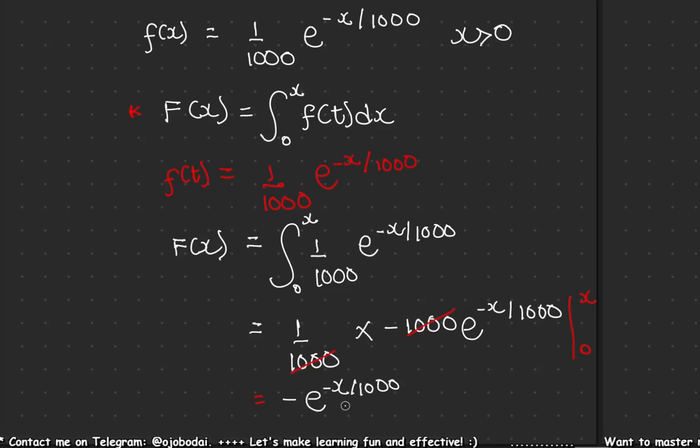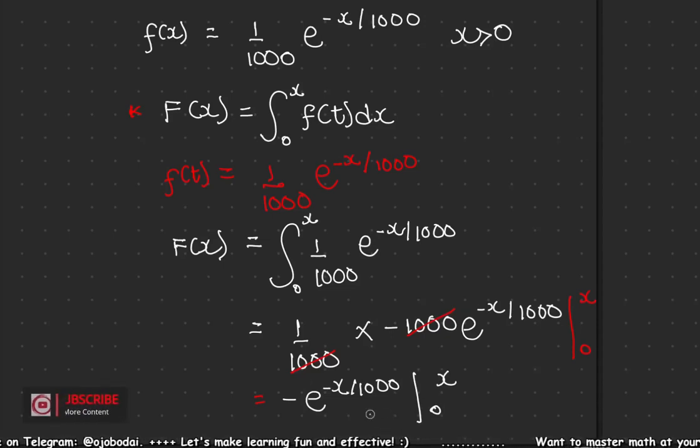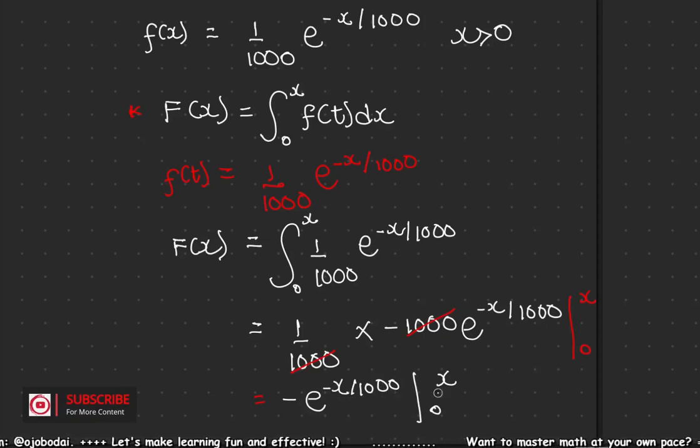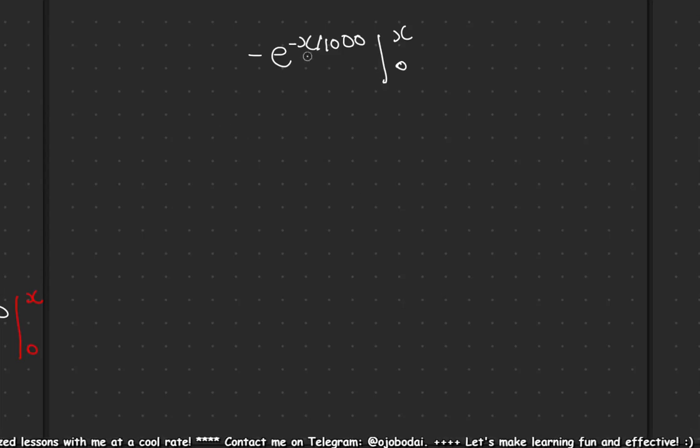1,000, with our limits being what? 0 to x. Do you see? So we can copy this and then find the exact value by substituting the values of x. So substituting our limits, we have negative e to the power.